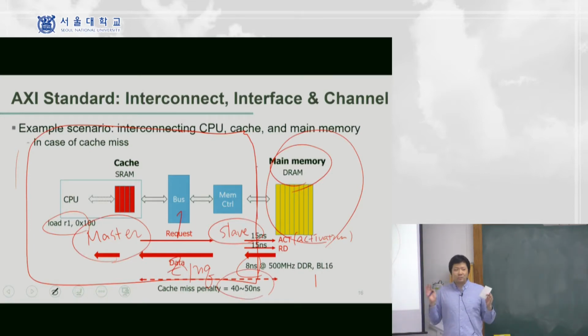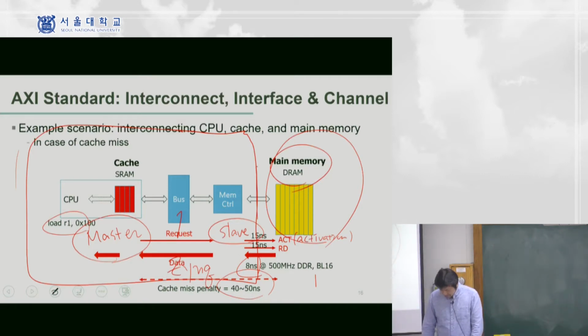But if you have a 1 gigahertz CPU, then one clock cycle is basically 1 nanosecond, right? So it translates to 40 to 50 CPU clock cycles. So the cost is pretty big, right? Because whenever you have a cache miss, it'll be stalled for 40 to 50 clock cycles, and then the data comes back, right? So that was the idea.